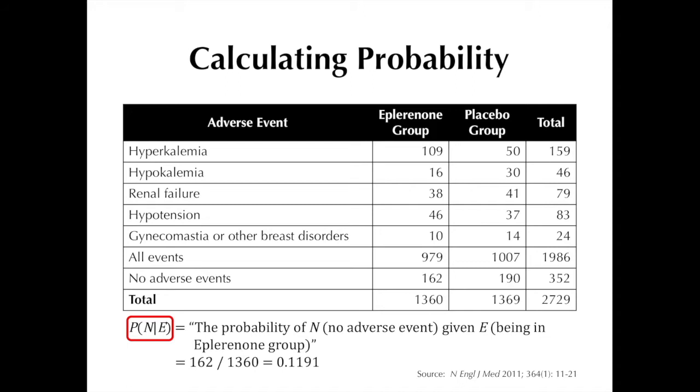Recall from earlier that the grand total is no longer of interest because from the statements, we've restricted ourselves to the eplerenone group. With that, the denominator now becomes the total number of patients randomized to the eplerenone group, and the numerator are those patients in the eplerenone group that did not experience any adverse events. Our desired probability now is 0.1191.